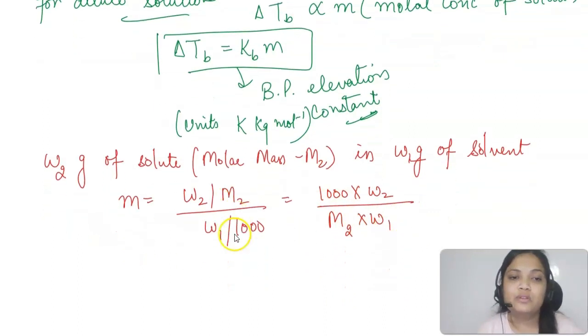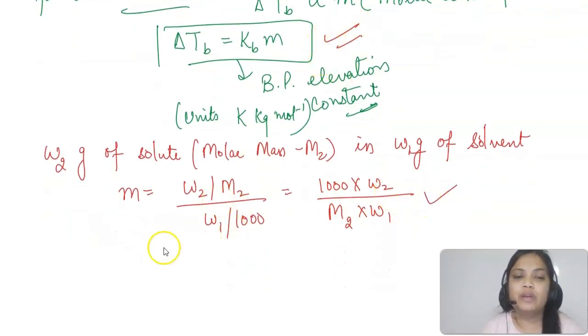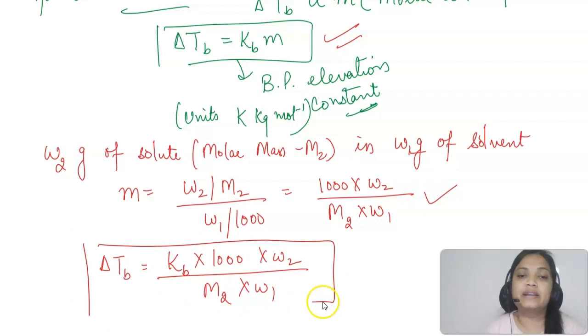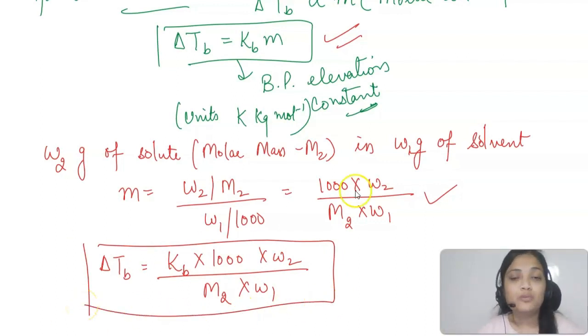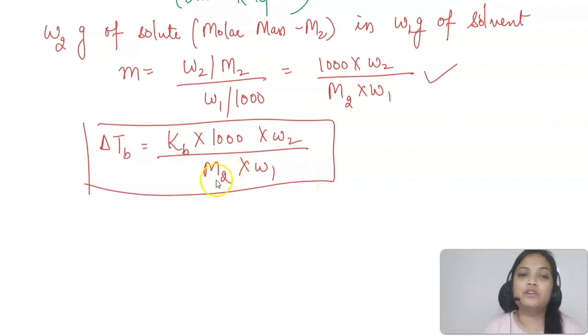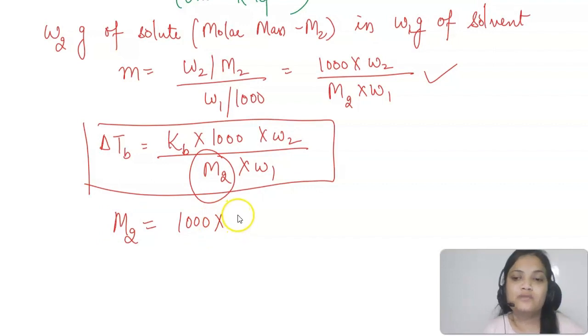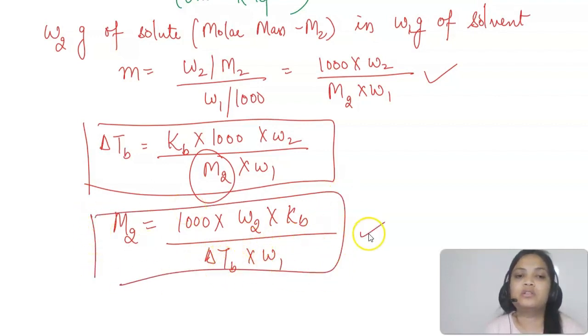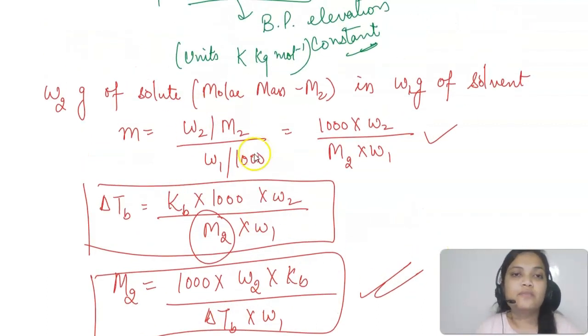Now students, I'll put this value in the equation. So delta TB equals Kb into 1000 into W2 upon M2 into W1. Whenever a numerical comes, you can directly use this formula, but you must know where it has come from. Now you can calculate M2 from here. You can calculate M2 from these colligative property formulas; that's the speciality in this case. Delta TB will be experimentally determined if Kb is known. So this is the final result. This is how colligative properties behave.